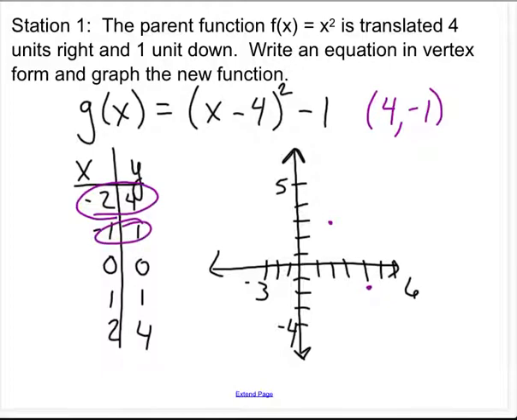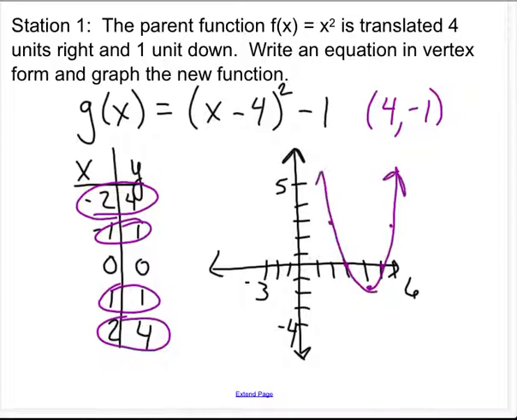This means from the vertex left 1, up 1. 0, 0 means from the vertex you don't go anywhere. Right 1, up 1. And the last one is right 2, up 4. Make sure your parabola is rounded like a U, not pointed like a V, and that you have arrows at the end to show that it continues forever.